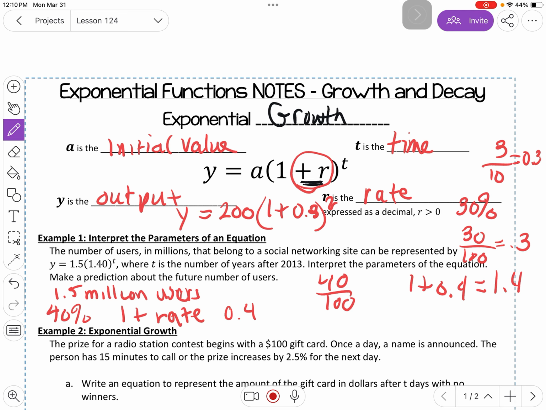So let's say that we wanted to find out how many users there would be 2 years later. So y equals, let me actually write f of 2. That would be 1.5 million users times 1 plus a 40% rate increase after 2 years. 2 years goes up there. So 1.4, let's do this in the calculator. Let me do it on your calculator so you can see it.